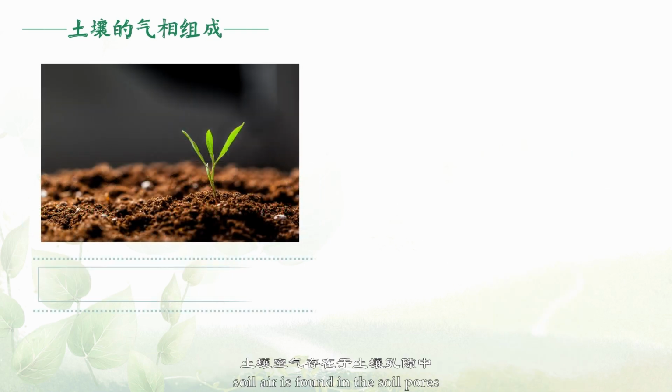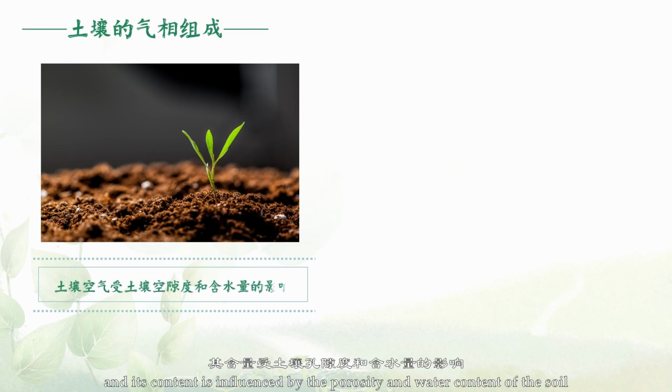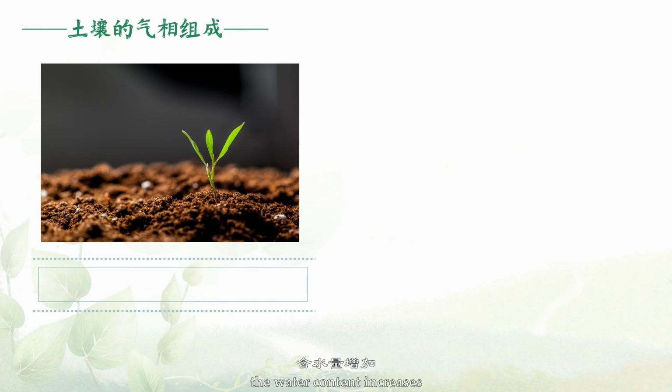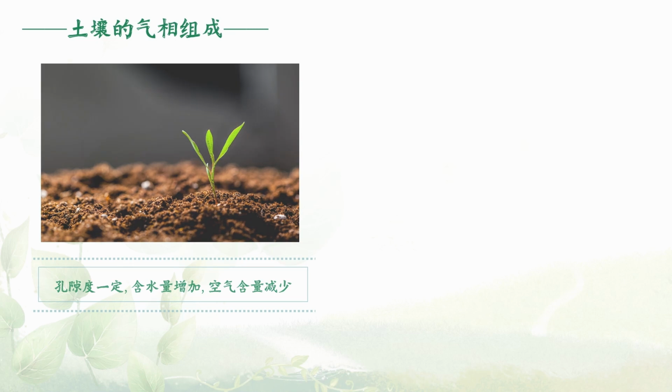Soil air is found in the soil pores, and its content is influenced by the porosity and water content of the soil. When the porosity is constant, the water content increases, and the air content decreases.